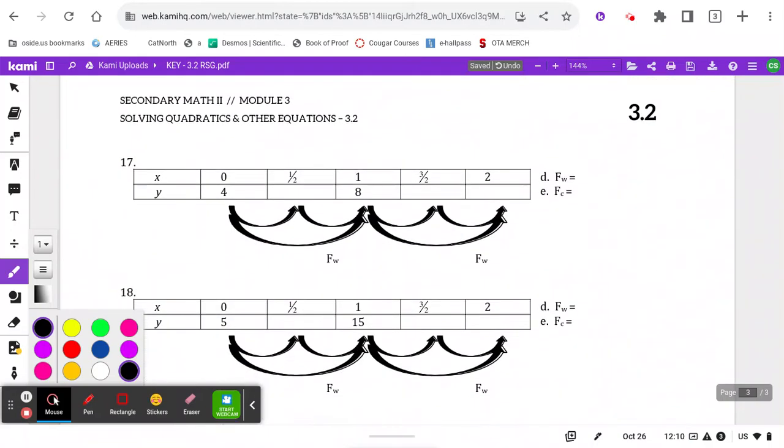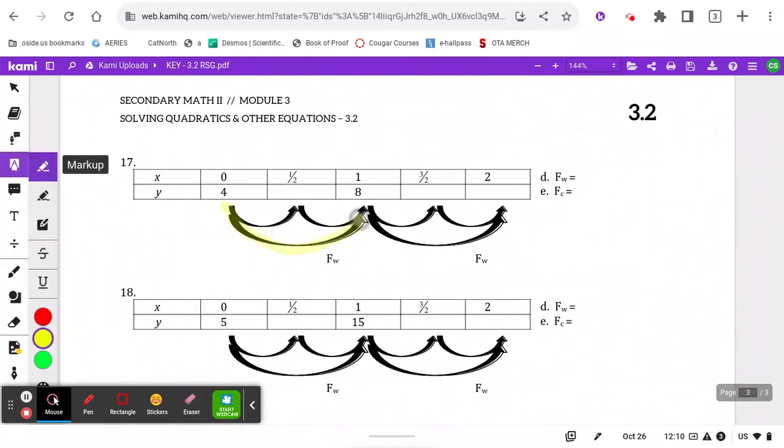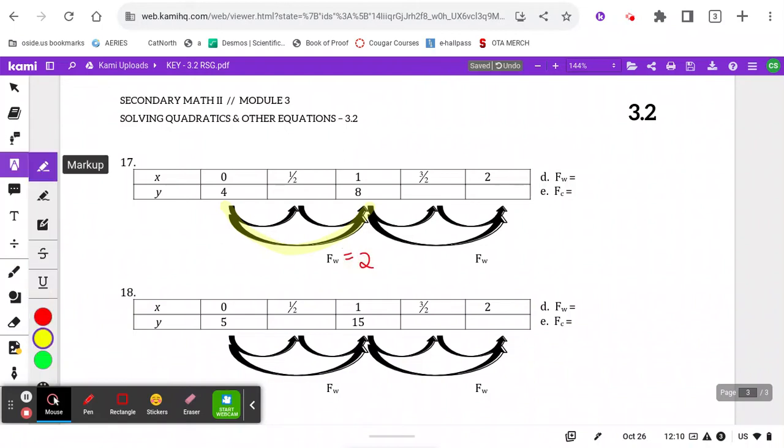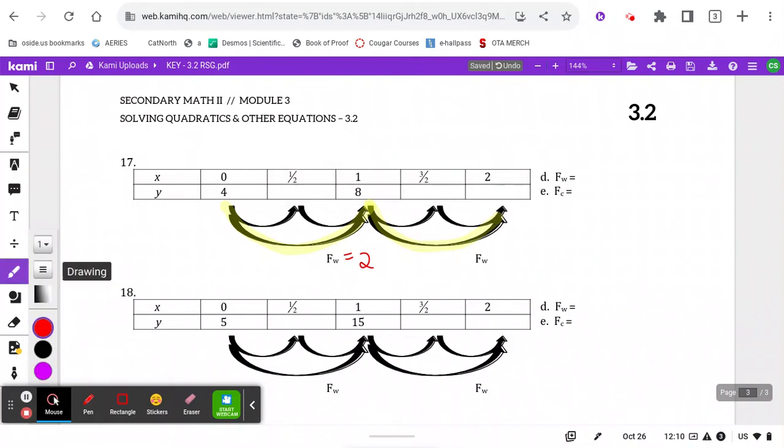Let's go try 17, same concept. What's the big jump going to be this time? Well, from here to here, 4 times what makes 8? Okay, well that's just 2. And then 8 times 2 is just 16. So our big jump f of W is 2. That's our factor. Now we're going to break that up into a little jump.